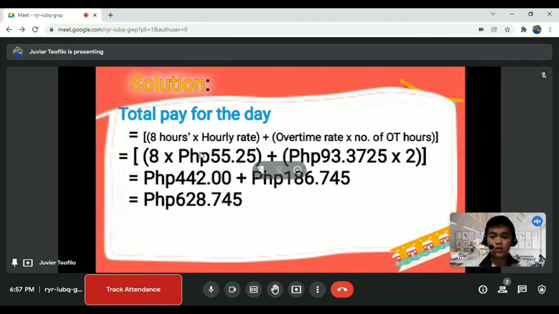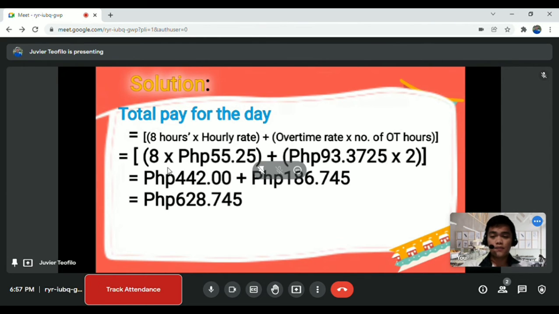Okay? So, total pay for the day is equal to 8 hours, and our hourly rate, which is 55 pesos point 25 centavo. And our overtime rate is 93 pesos point 3,725 centavo. And our overtime hours is 2.